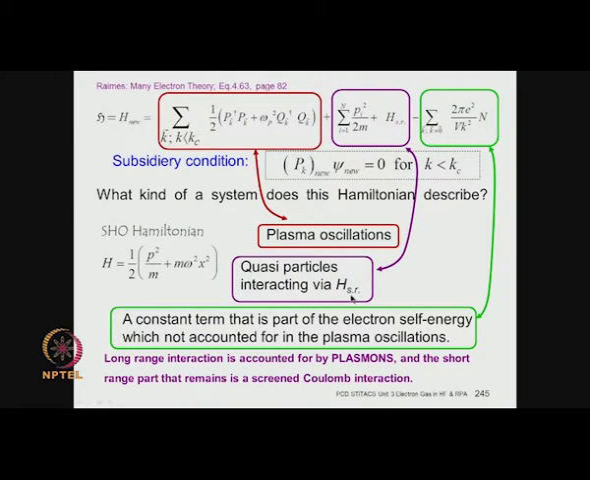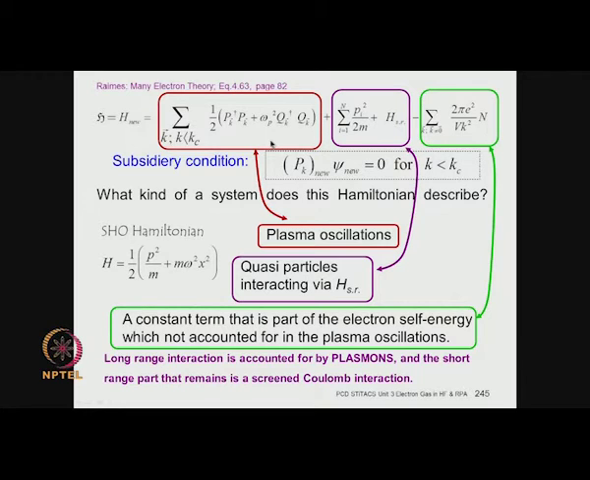So, they are interacting particles, but they are not correlated. So, any further correlations between these quasi particles is not contained in the Hamiltonian, which is HSR. So, if there is any residual correlation between these quasi particles, it is not included over here. So, in that sense you can think of them as a Hartree-Fock gas of pseudo particles. This is the collective oscillations of the electron gas. So, any residual correlation of these particles is not included in this Hamiltonian.